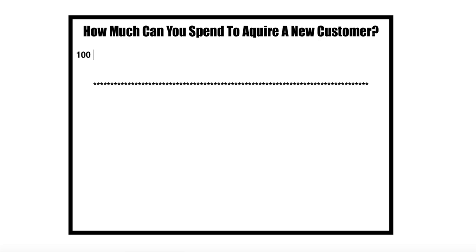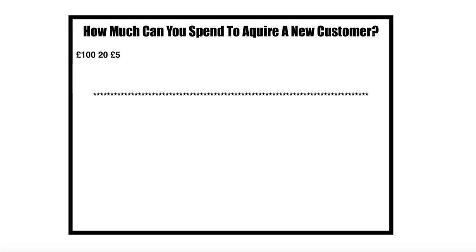So let's say you spend £100, and you get 20 customers back. That costs you £5 per customer. Basic maths. So £5 per customer. If you spend £200, you're going to get 40 customers back, and it's going to cost you £10 per customer.